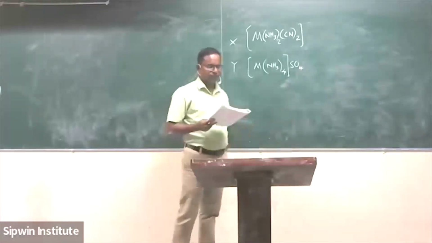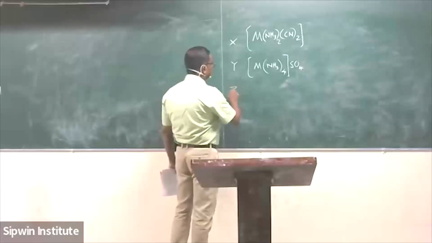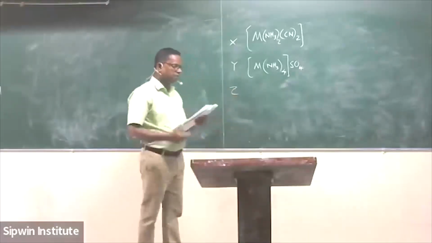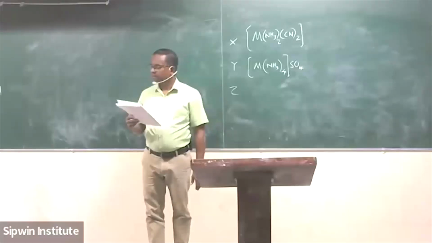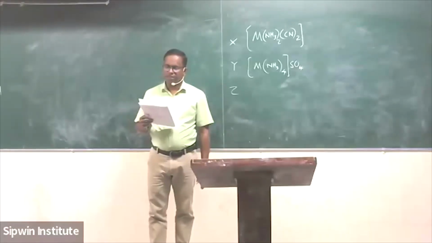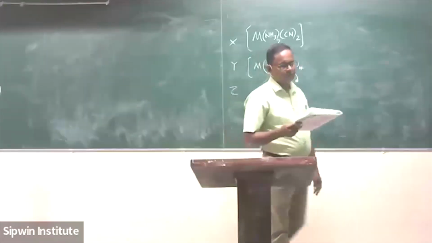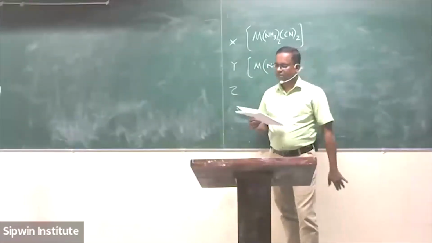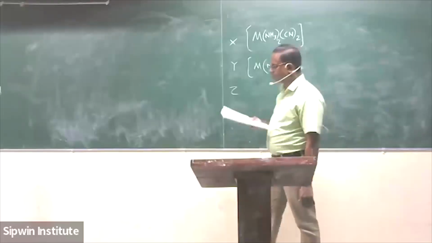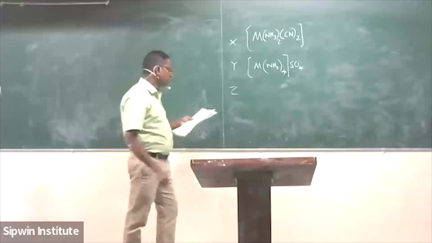Why? Is it in that one, right? A white precipitate that is insoluble. Sorry, Z gives 3 ions in aqueous solution. There you have a lot of possibilities. 3 aqueous ions. 3 aqueous ions. I can take this one.